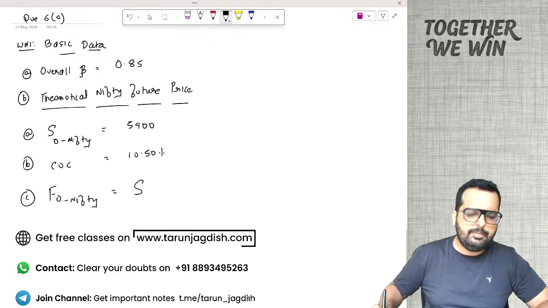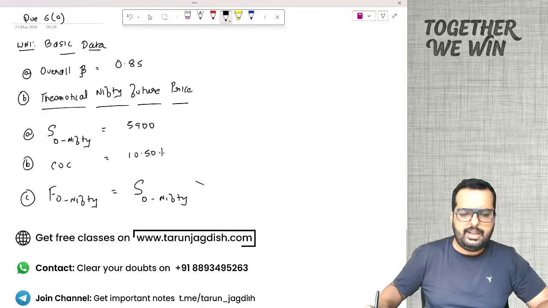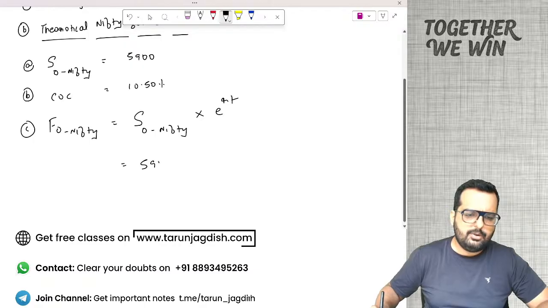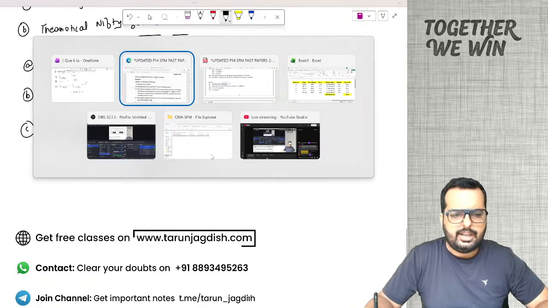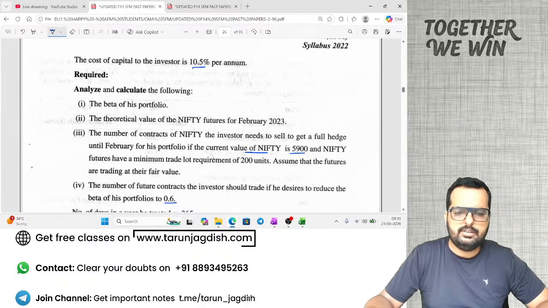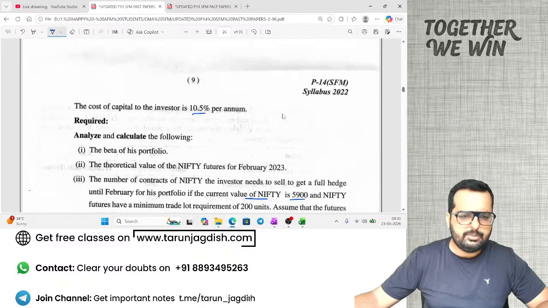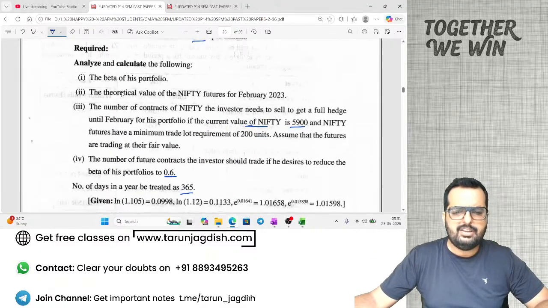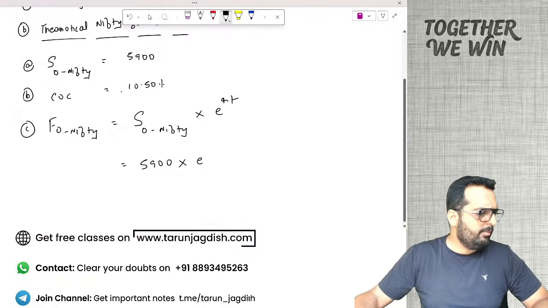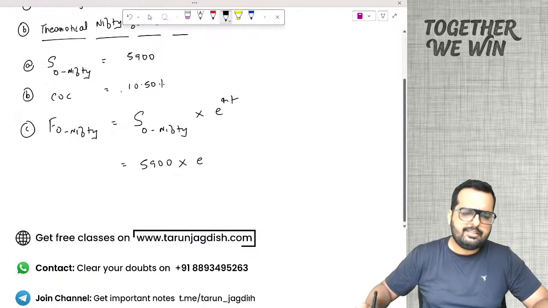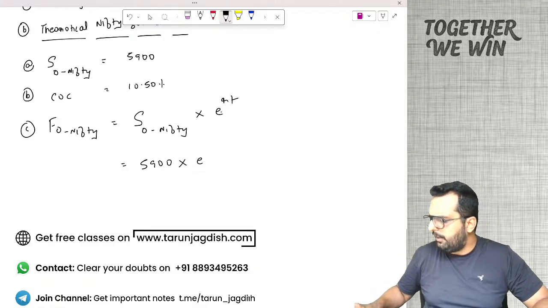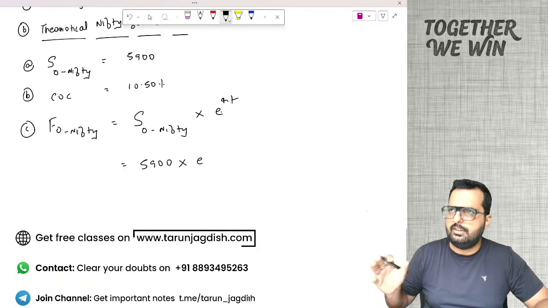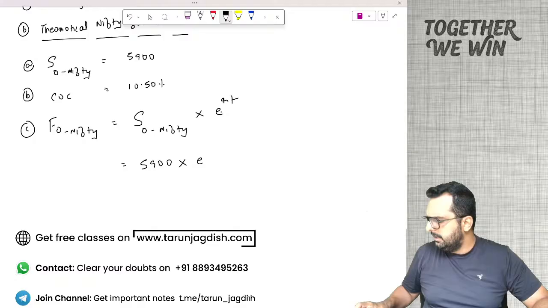From this, can I find out F0 of Nifty? So F0 of Nifty will be nothing but S0 of Nifty into e raised to RT. Or in other words, it will be 5,900 into e raised to 10.5%. And I think for February 2023, what is the opening date? January 1. So it's for 2 months. Everybody clear? Friends, this exact question is done in my ODB book also. I'm not sure if you have attended my class. This exact same question is there. So 10.5% into January 31 days, February 28 days. So that is total 59 days, into 59 divided by 365.